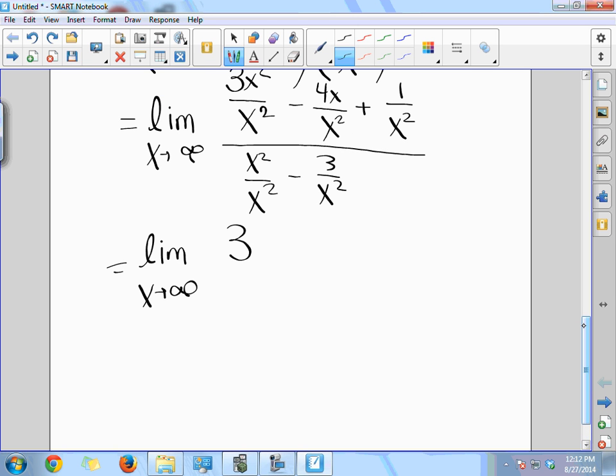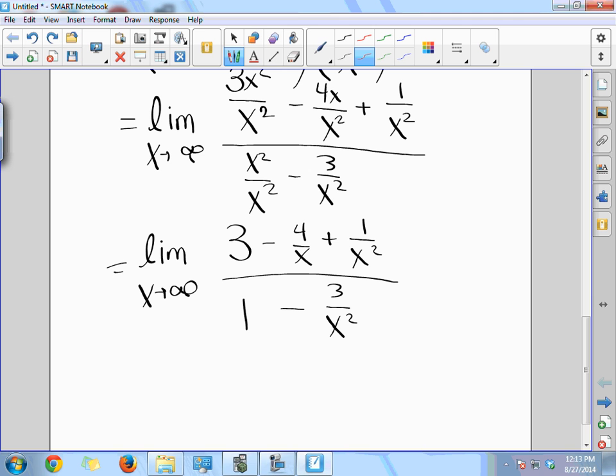And then I end up with the limit as x goes to infinity of 3 minus 4 over x plus 1 over x squared, all over 1 minus 3 over x squared. And then you guys know by your limit laws that as long as the denominator is not 0, we can just basically distribute this limit to each piece of our numerator and our denominator. So I'm going to just quickly show you what happens.